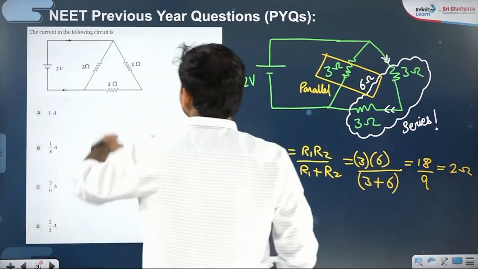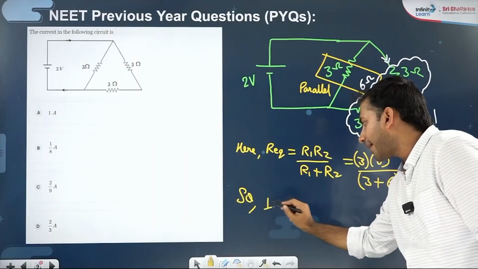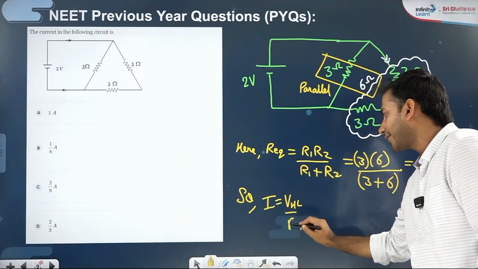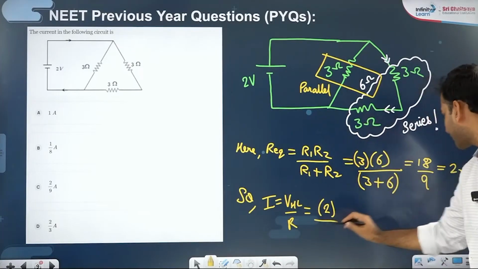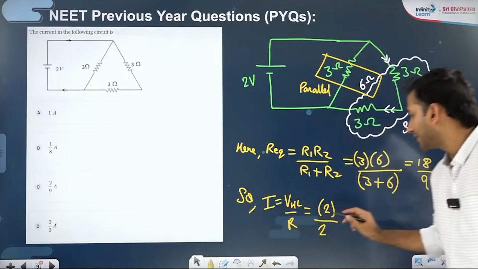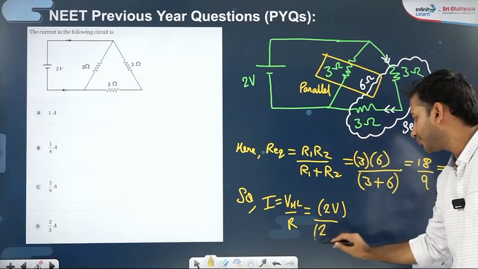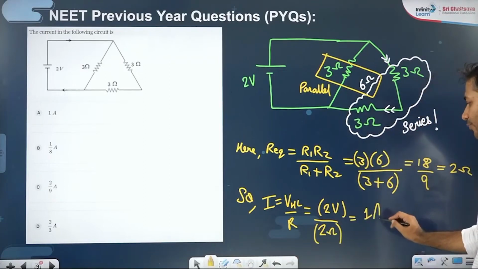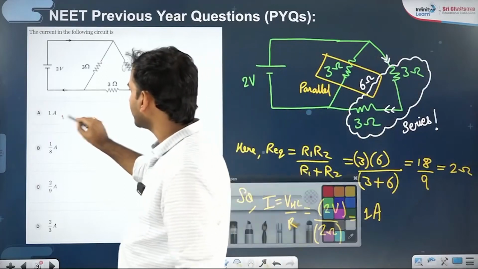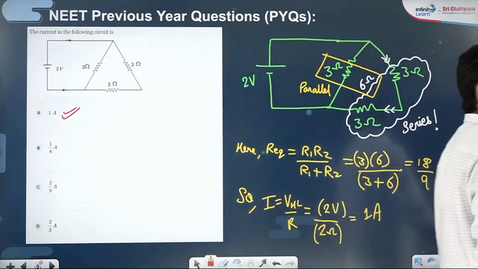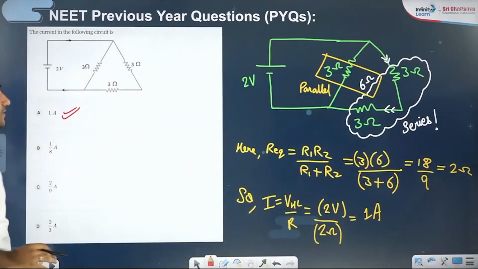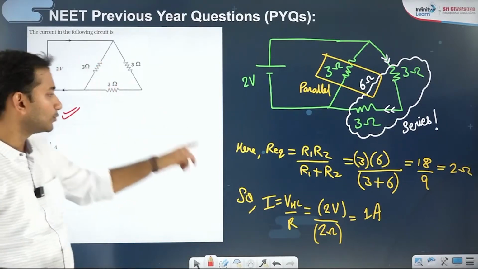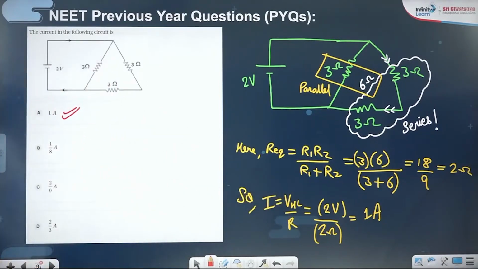They were asking you the current in the following circuit, so Ohm's law: I is equal to V by R. How much potential difference is given? Only one ideal battery, 2 volt, and resistance is 2 ohms. So that's 2 volts by 2 ohms, and hence the answer is coming out as 1 ampere. So the correct option is option A, 1 ampere. Hope the logic is clear to you. 3 and 3 are in series, 6 into 3 by 6 plus 3 is in parallel, 2 ohms, 2 volt, 2 ohms, answer is 1 ampere. Okay, quickly take the screenshot.